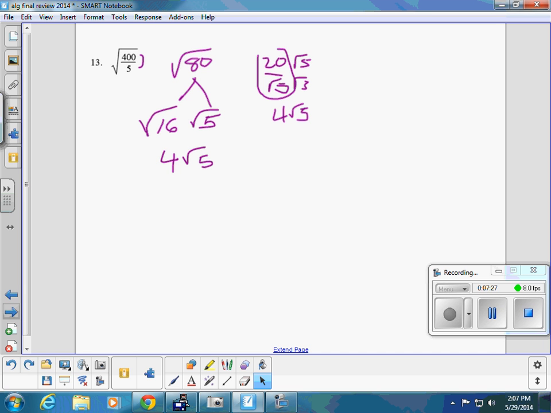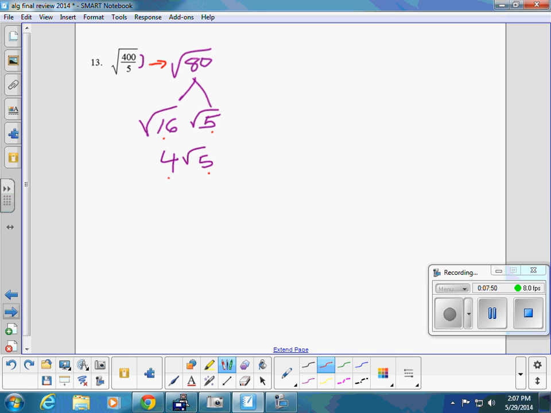Moving on to 13. You can divide 5 into 400, and that's where we get radical 80. And then here's the breakdown: 16 times 5 for radical 5. This is another way to do it that someone else in the class said they could do it this way. So this is a different way to do this one, maybe more difficult.